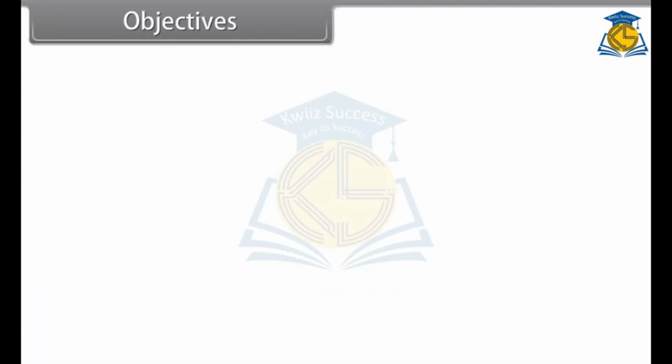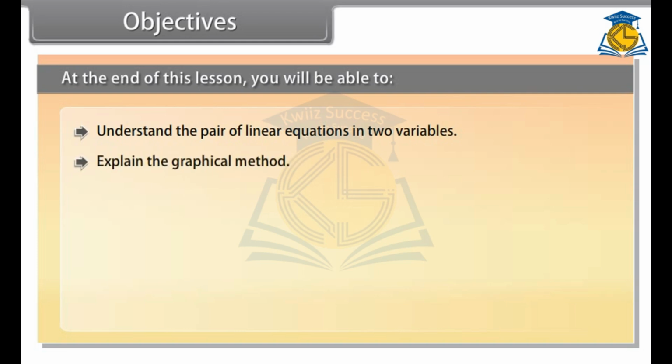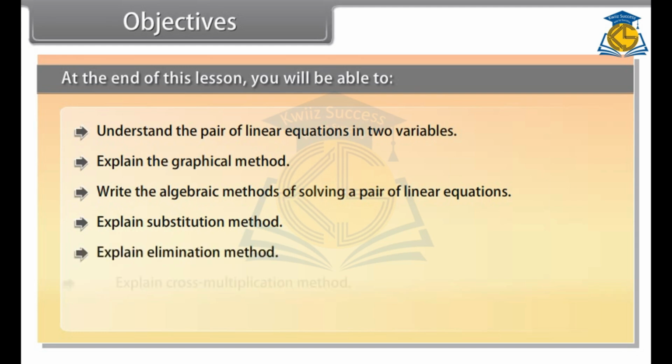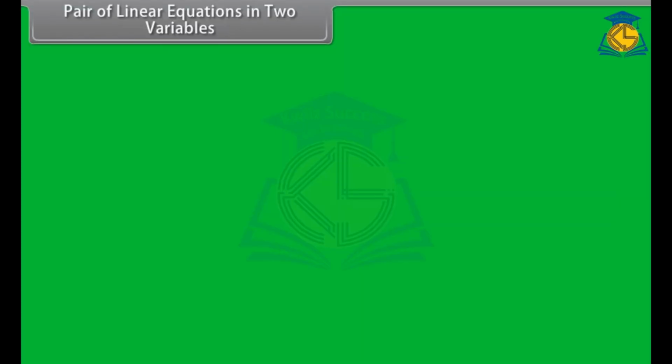Objectives. At the end of this lesson, you'll be able to understand the pair of linear equations in two variables, explain the graphical method, write the algebraic methods of solving a pair of linear equations, explain substitution method, explain elimination method, explain cross-multiplication method, explain the equations reducible to a pair of linear equations in two variables.